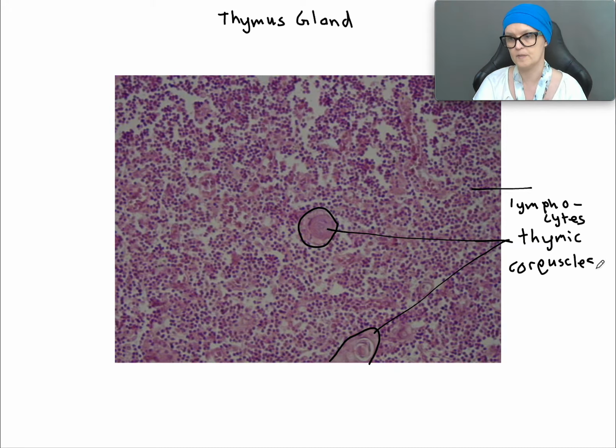Oh, I pointed to two. Let me make it plural. And then name all of these other cells. The ones we're learning are lymphocytes. There we go. It's a little wonky, but you get the idea.